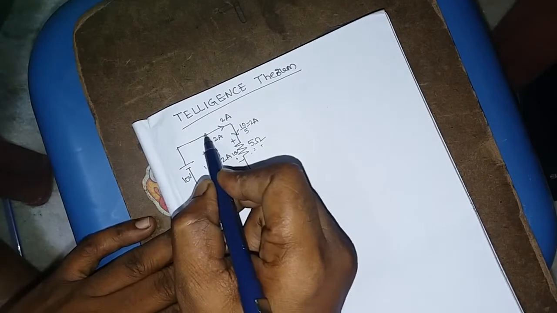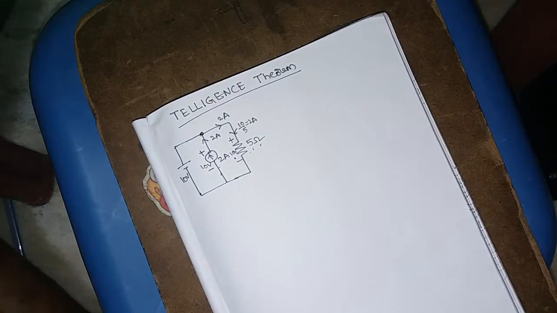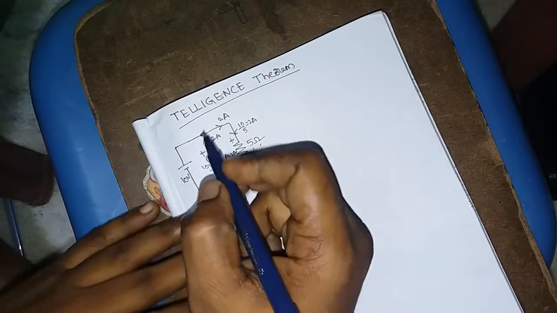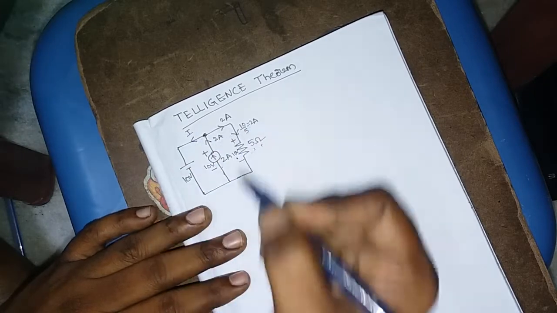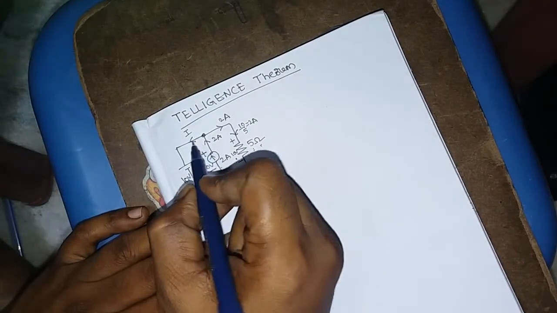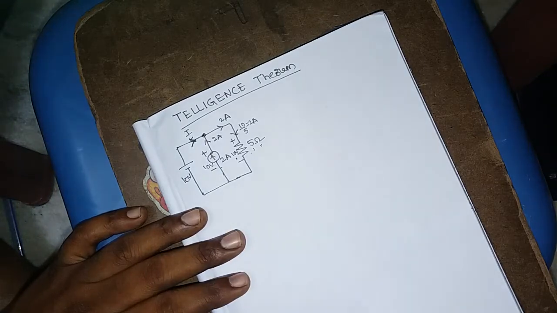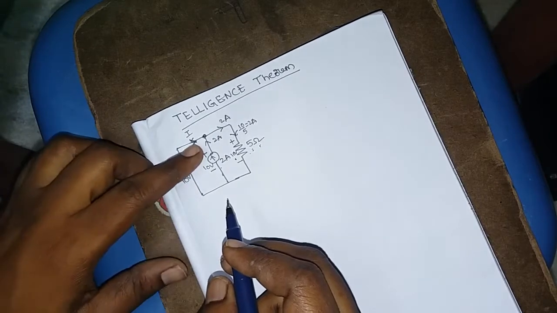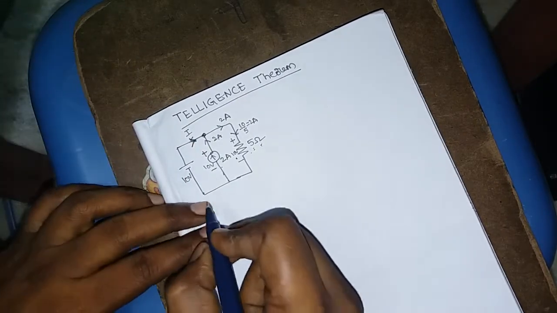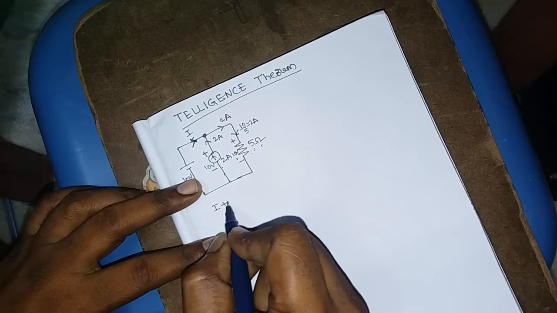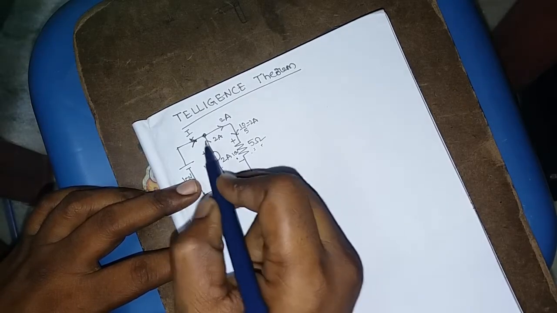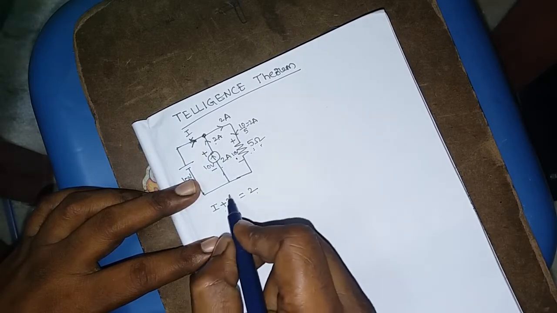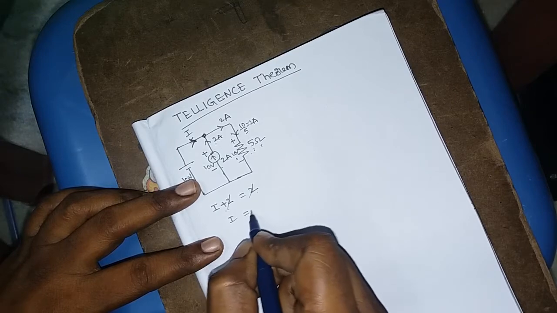Now let us consider this as one node. How much current is passing through the 10 volt source? Let it be capital I, or whatever it is. You can take this direction also; in any direction you can take. If I apply KCL at this node, what is the equation? Incoming currents is equal to outgoing currents. That is, I plus 2 is equal to 2. At this node, incoming currents are I and 2, and the outgoing current is 2. So the 2 gets cancelled. Therefore I is equal to 0.